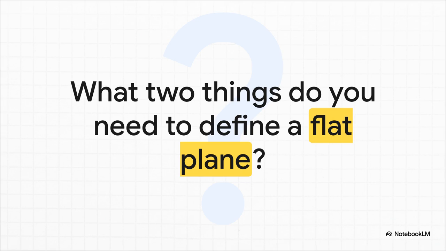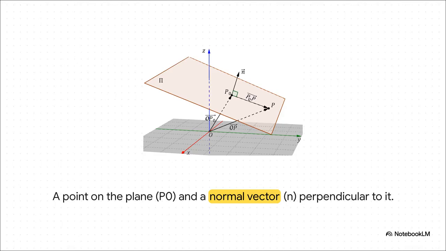Now imagine an infinite flat sheet of paper. What two things would you need to define its exact position and tilt in 3D space? For a plane, you need a point that's on it and something called a normal vector. That's a vector that sticks straight out, perfectly perpendicular to the surface. And this is where our dot product trick comes roaring back. See, any vector that lies flat on the plane has to be at a 90-degree angle to that normal vector, which means their dot product has to be 0. That one rule defines the entire plane.